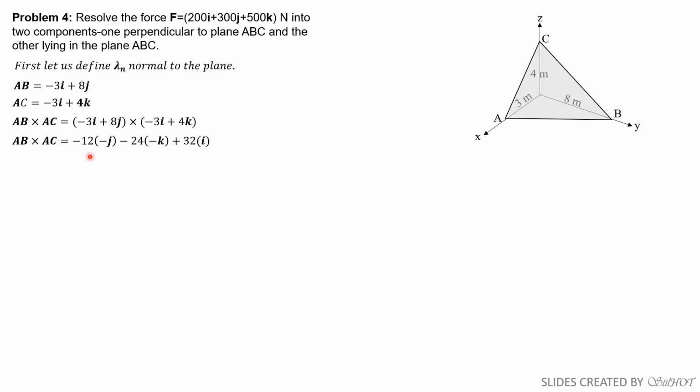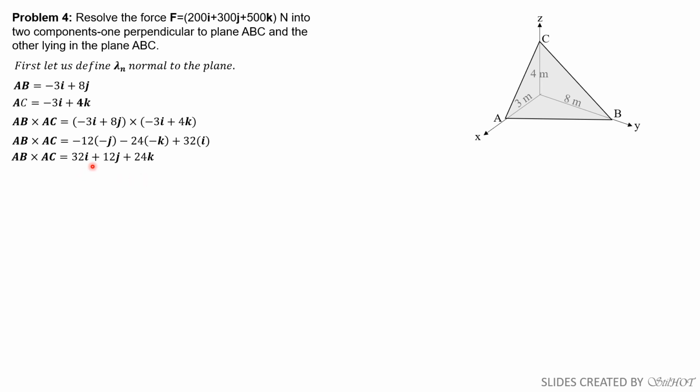So it is equal to negative 3 times 4, because i cross i is 0, is negative 12, then i cross k gives, then 8 times negative 3 is negative 24, j cross i is negative k, then 8 times 4 is 32, j cross k is i. Simplifying, AB cross AC equals 32i plus 12j plus 24k.